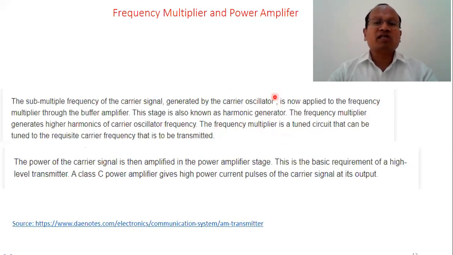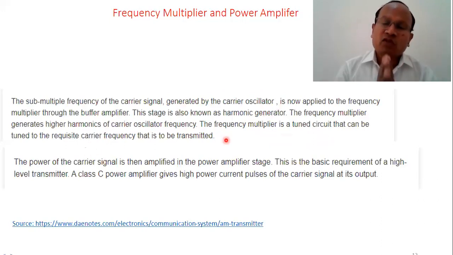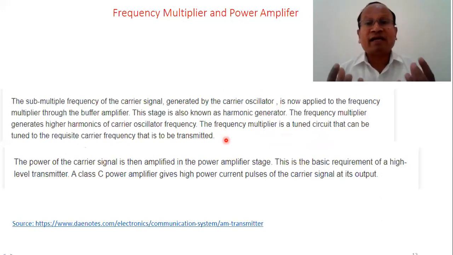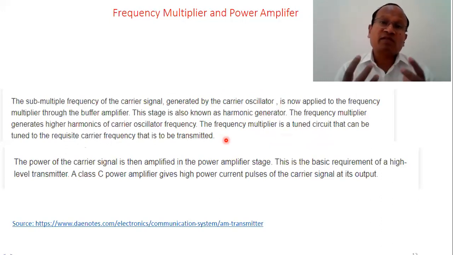This is the harmonic generator. The stage is called the harmonic stage. It generates harmonics. The frequency multiplier generates higher harmonics of the oscillator frequency. The multiplier is a tuned circuit that can be tuned to the requisite carrier frequency to be transmitted. So ultimately, it also acts as a tuned circuit. What is the purpose of using a tuned circuit? So that it can be tuned at a certain frequency.